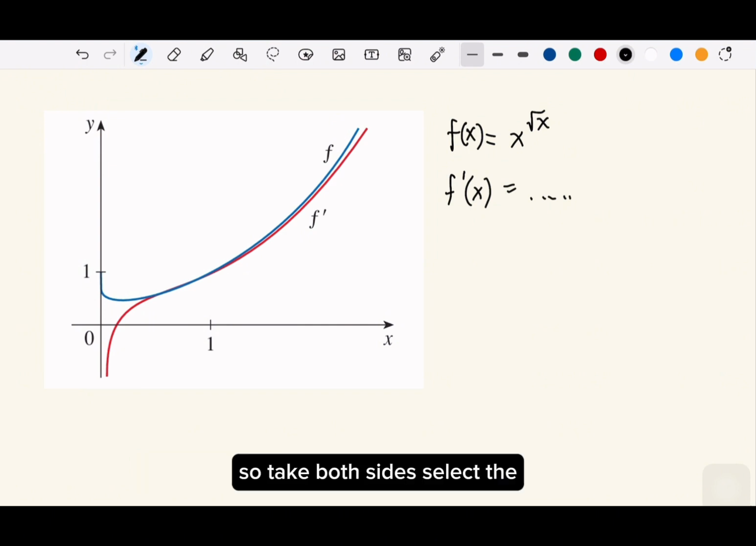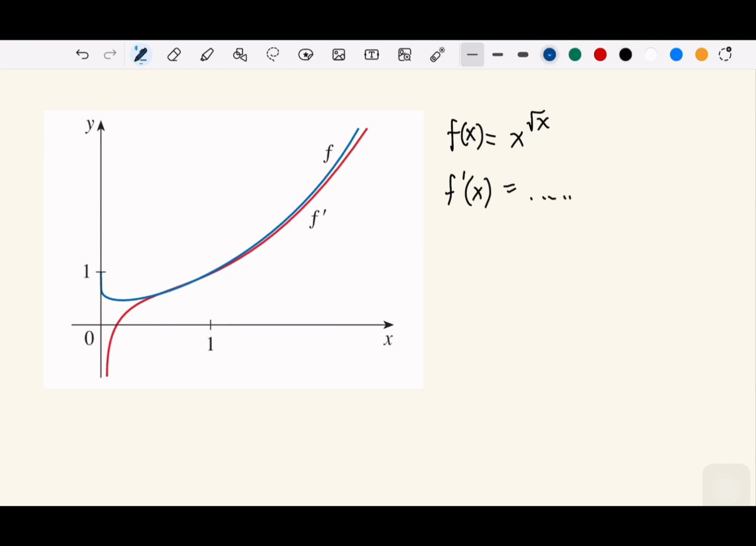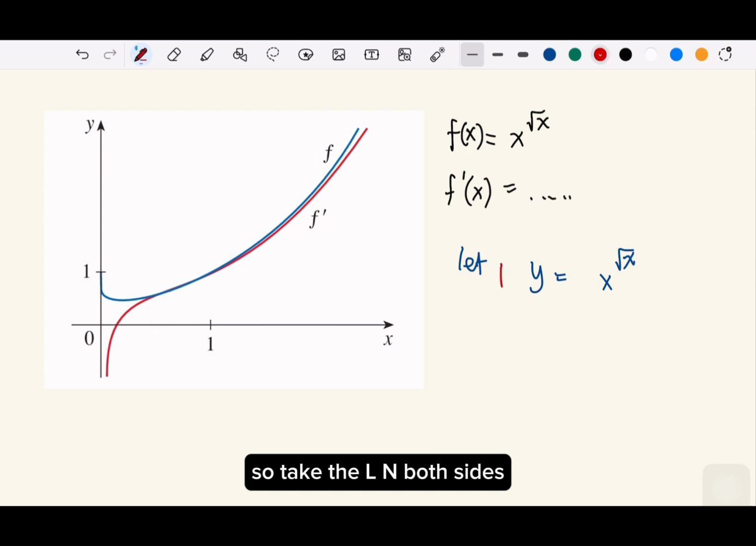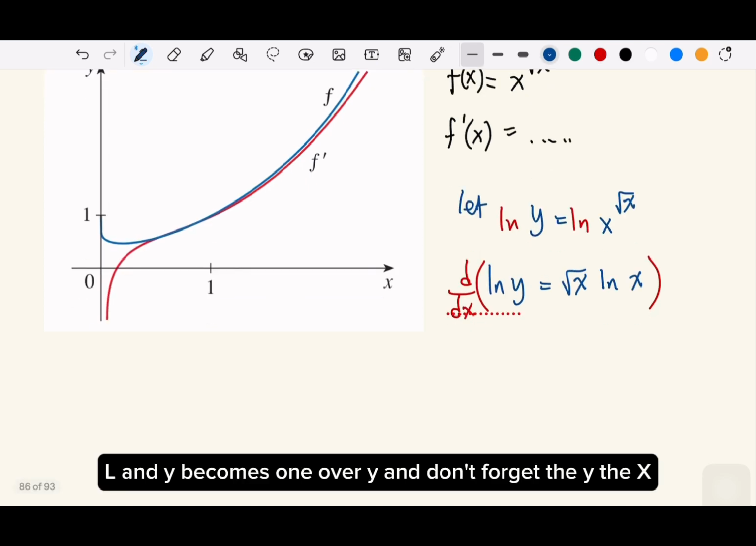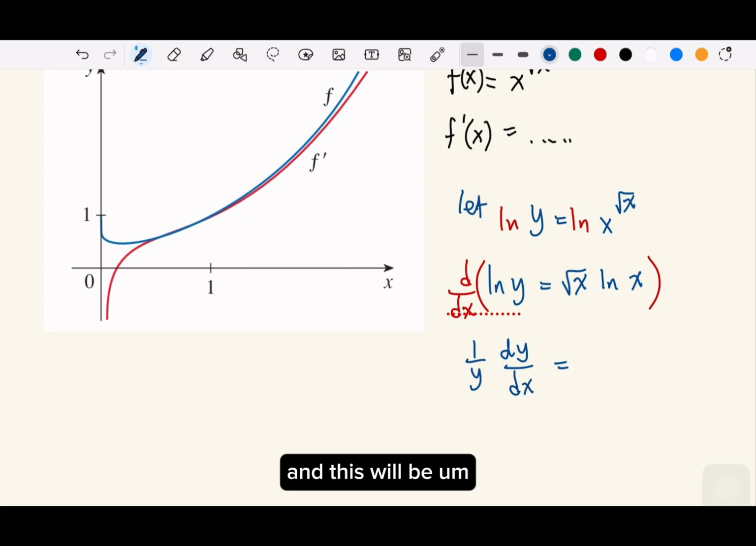So take both sides. Let y equal the function, and take the ln of both sides. And then differentiate, now using implicit differentiation. ln y becomes 1 over y, and then don't forget dy/dx.